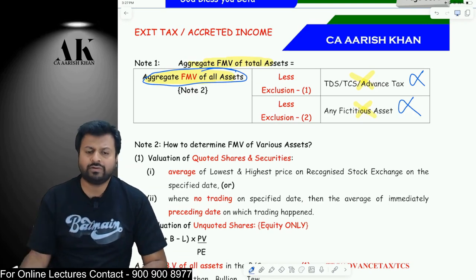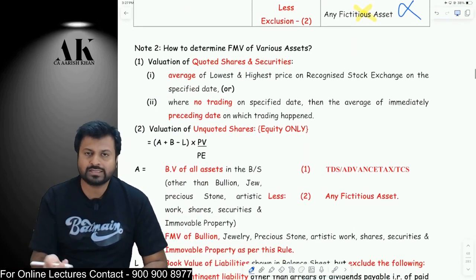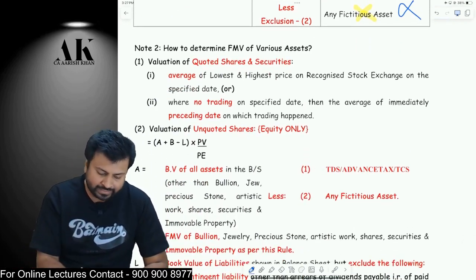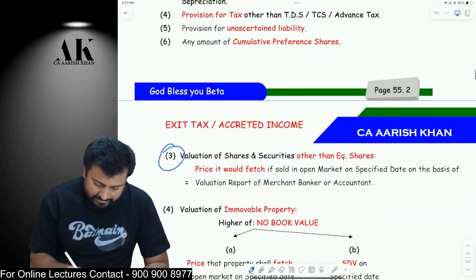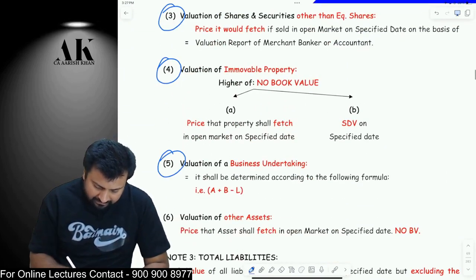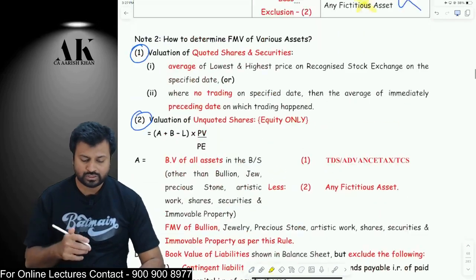But how to compute the value of all assets? For that purpose, the government has categorized all the assets into different categories. Category 1, Category 2, Category 3, Category 4, Category 5, Category 6. So one by one, we are going to see all the categories.